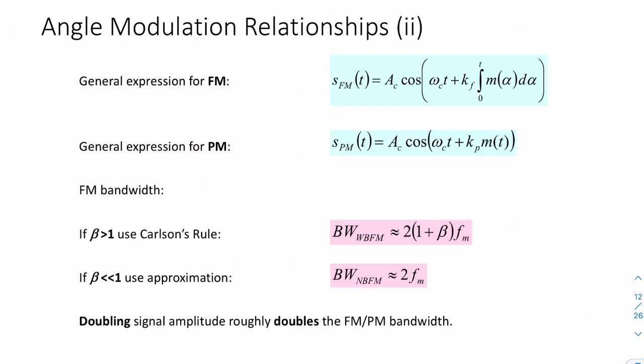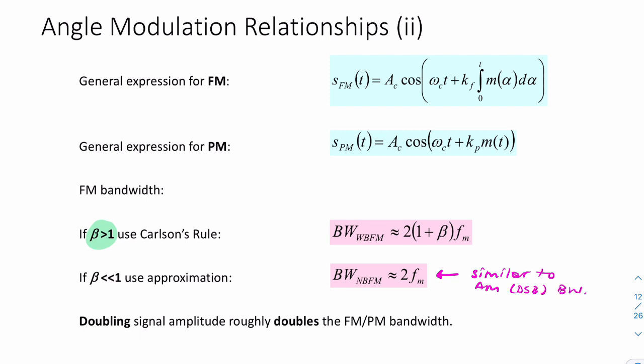Okay, so again, a recap of some of these expressions we've been using. So the general expression for FM, this is your message, that's an integral. For PM, you don't need to integrate your message. If we have beta in the order of 1 or larger, then you can use this approximation. It's Carson's rule. If beta is much smaller than 1, then even Carson's rule can be abbreviated to simply 2 times fm. And that's sort of similar to AM DSB bandwidth.